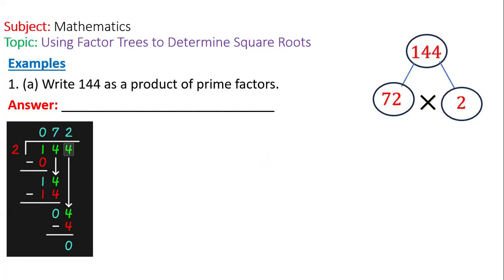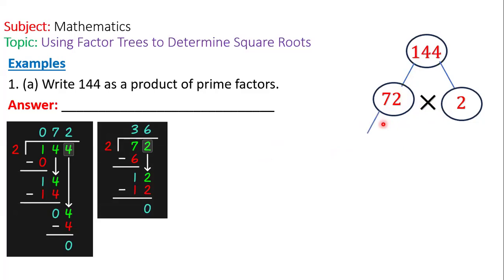After we do that, we want to take 72 and split it. So what is half of 72? 72 divided by 2 is what? 36. So we say 36 times 2. All right. Are we done? No, sir, we're not finished.